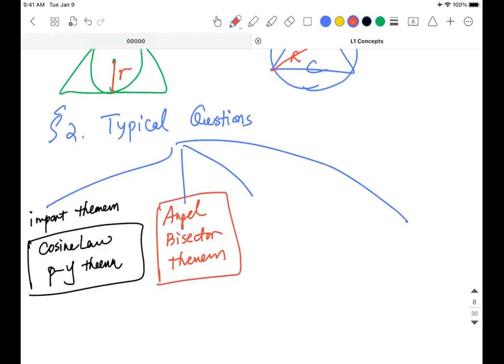Almost every single year, the question is going to test you on the angle bisector theorem. As long as you see an angle bisector, 95% you're going to use the angle bisector theorem. That's your first reaction, your conditional reaction. Always put it as your first option.